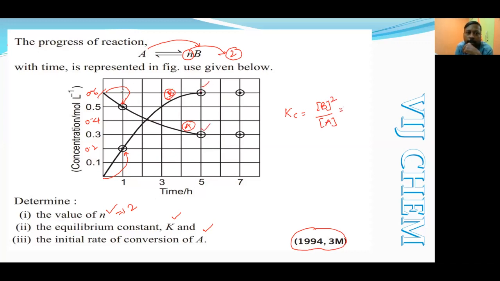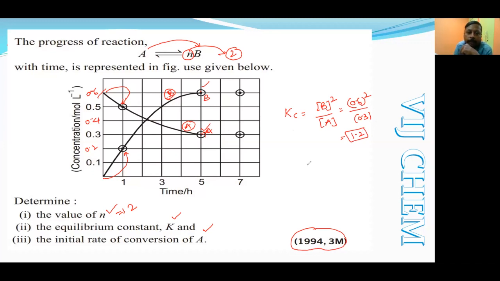So B concentration is how much? 0.6 at equilibrium. 0.6 whole square divided by equilibrium concentration of A. This is the equilibrium concentration of A. This is the equilibrium concentration of B. So A is how much? 0.3. Okay. So it will be 1.2, I think. Okay. 3.6 divided by 1.2. Okay, so answer will be 1.2.